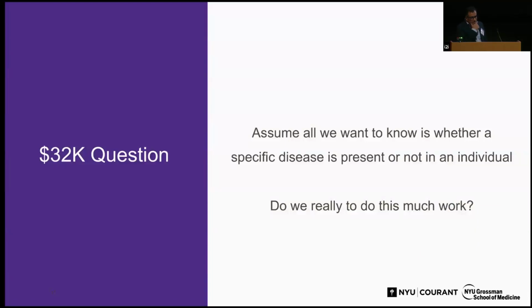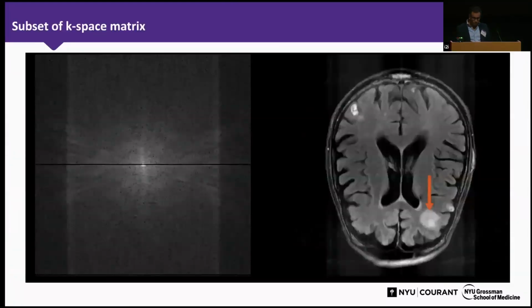So the question I want to ask is, assume that all we care about is answering a binary question: whether a specific disease is present or not in a specific individual. Then the question is, do we really want to do this much amount of work? And we can probably answer this question easily.